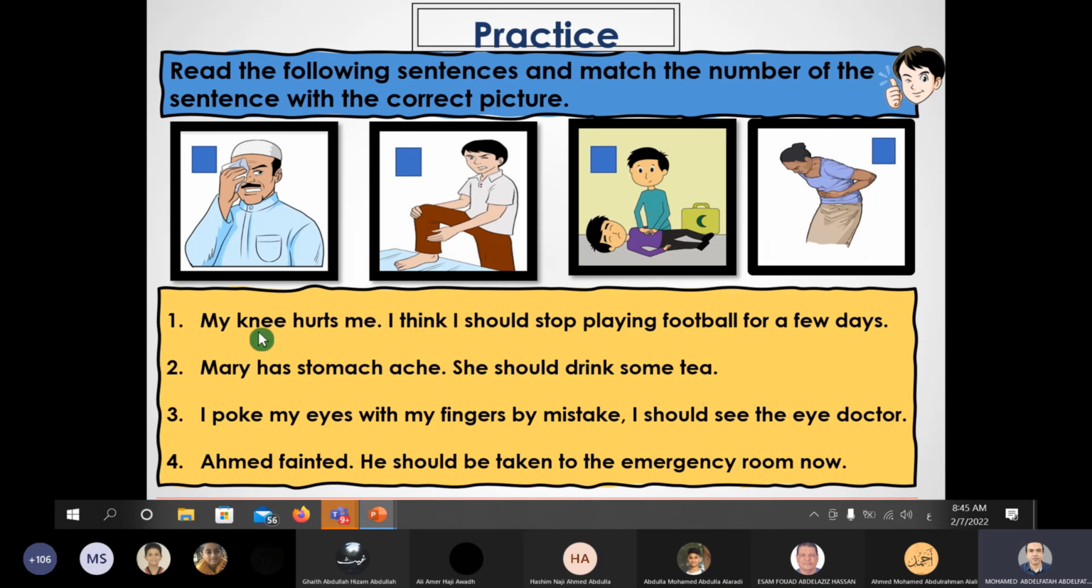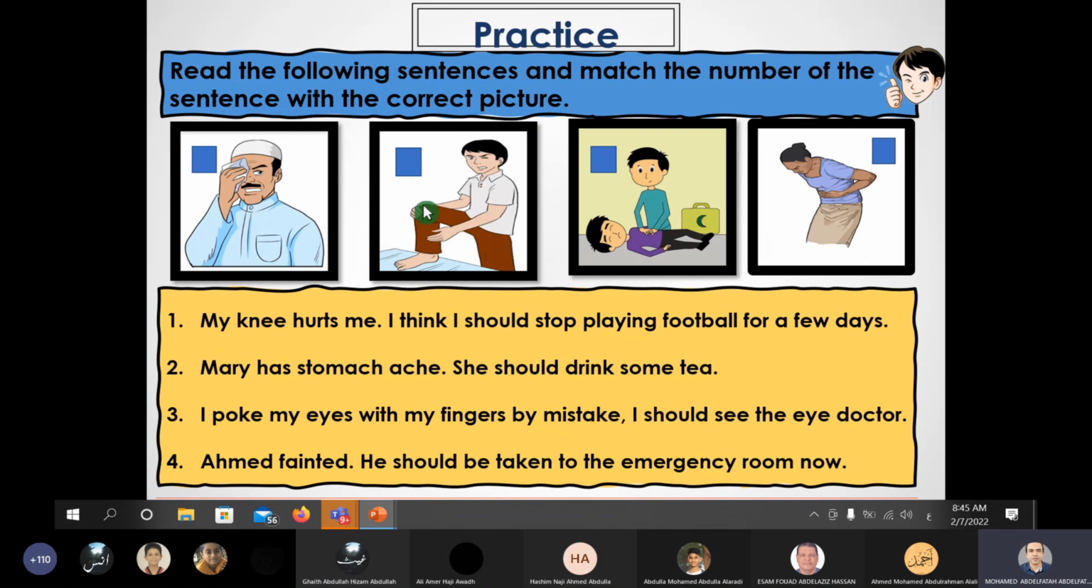1. My knee. Look here, we don't pronounce the letter K at the beginning of words when you have N following K. Okay, my knee. What is the meaning of knee? This part of your leg is your knee. Okay, does somebody know what is the meaning of knee in Arabic?